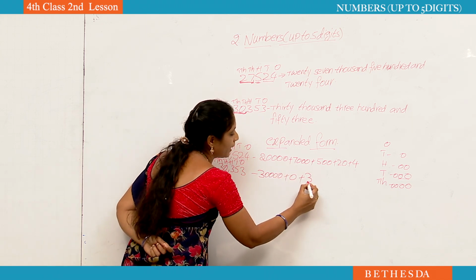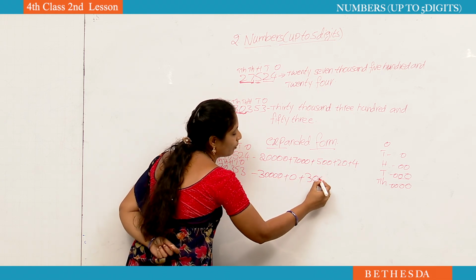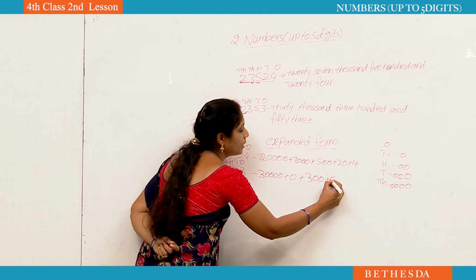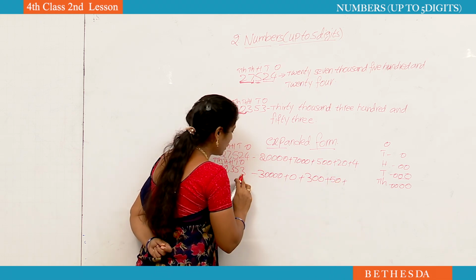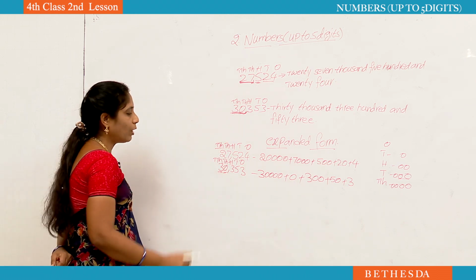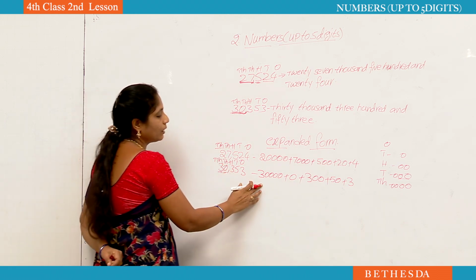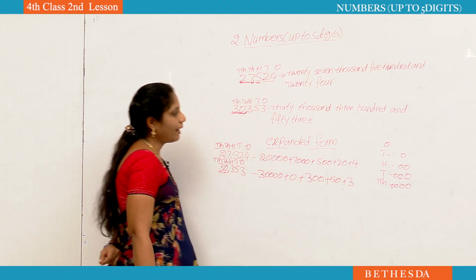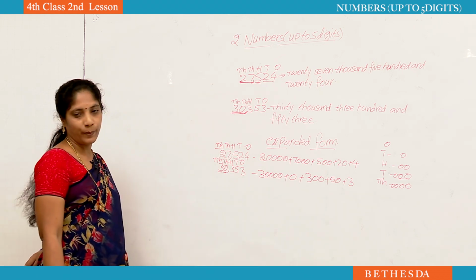The hundreds place number is 3. For the hundreds place, how many zeros are there? 2. Next, the tens place is 5. How many zeros will be there? 1 zero. In the ones place we don't have zeros, that's why I have to write only the ones place number. Now what is the expanded form? 30,000 plus 0 plus 300 plus 50 plus 3. Like that we have to write the expanded form.